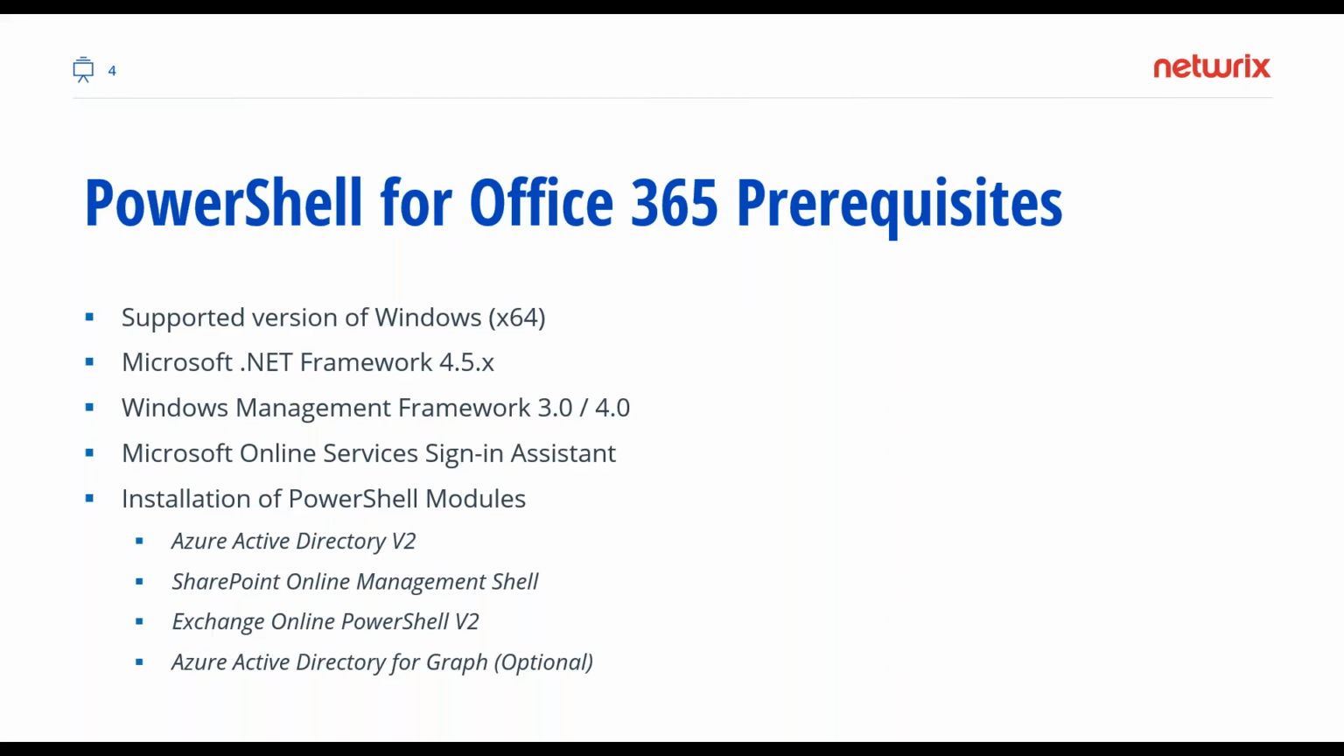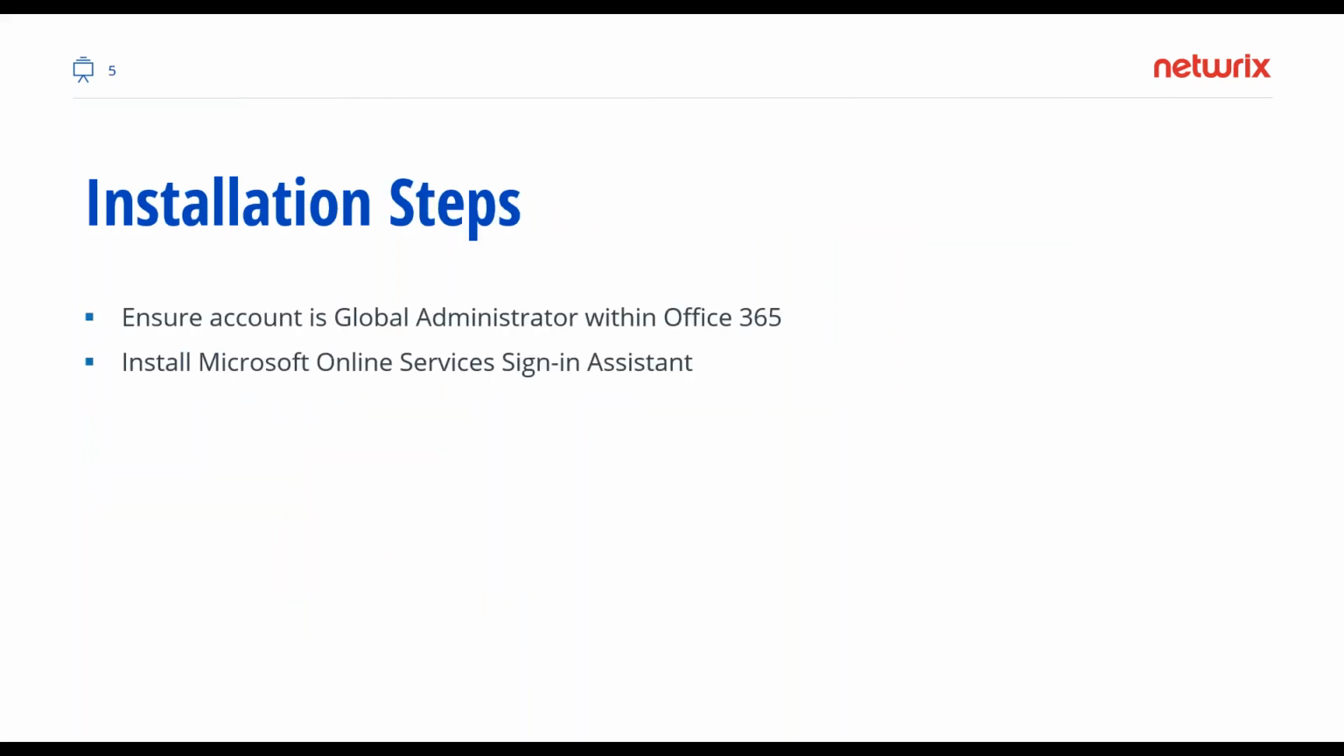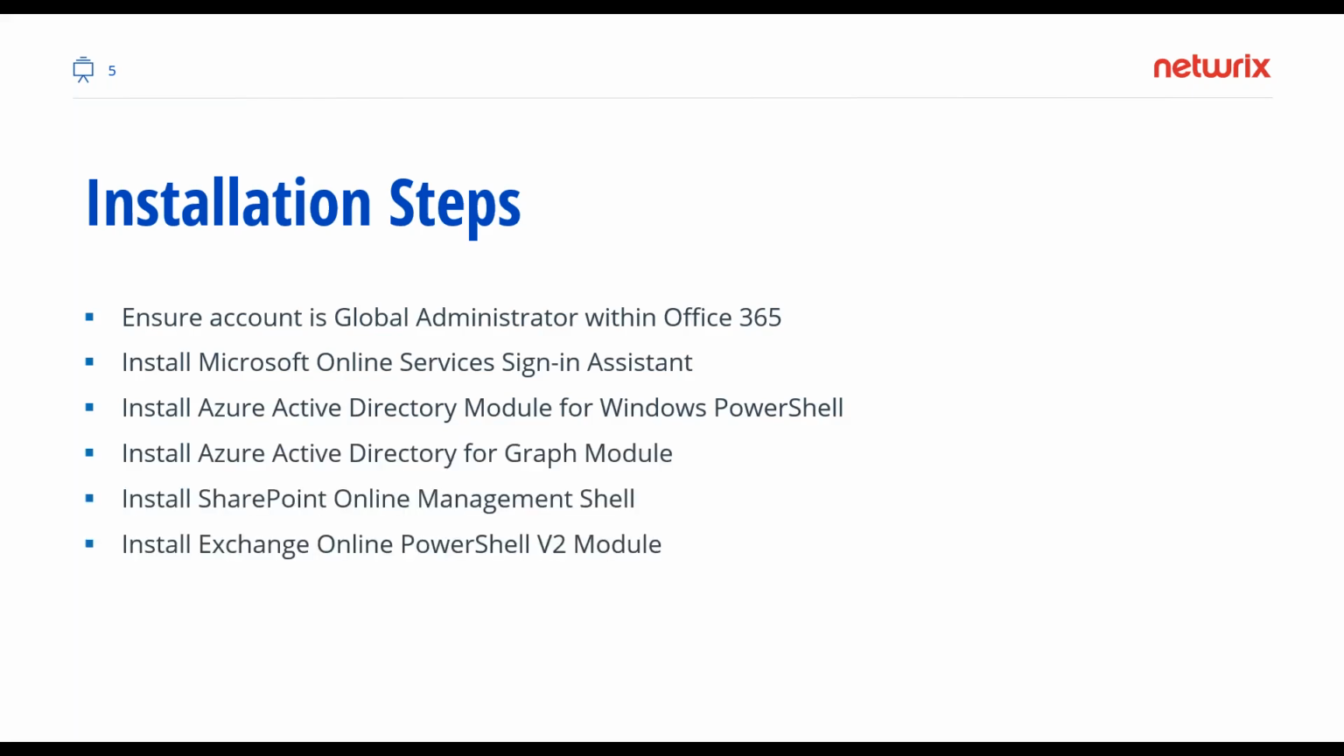And these contain all of the commands that you wish to execute. If you don't have these, then obviously you're not able to, for example, if you don't have the SharePoint Online one, you can't use Connect-SPOService, which is the fundamental connection to Office 365 and SharePoint Online. So from an installation step perspective, ensure that your account is a global administrator within Office 365. Trust me, it's much easier to start there.